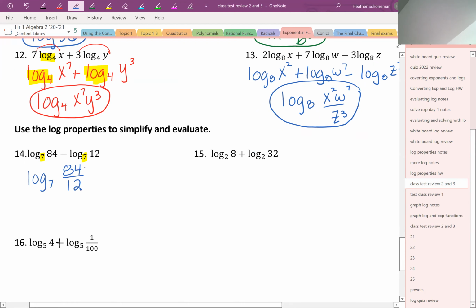We always want to simplify. So this is going to be log base 7. 84 divided by 12 is 7. And if I have the same base and same number here, my answer is always 1.